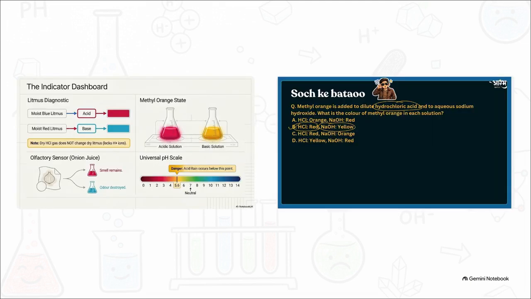They can even be gases, like dry hydrogen chloride gas. Because these raw materials can be pretty hazardous, we need reliable diagnostics to detect them. We use visual indicators like moist litmus paper, where acids will turn blue litmus red and bases turn red litmus blue. We even have olfactory sensors, which is just a fancy way of saying we use smell.